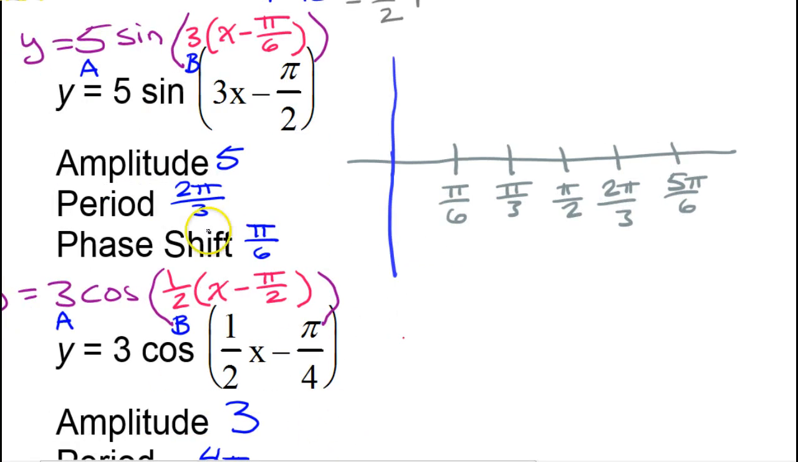I see that there is an amplitude of 5. There's no vertical shift happening, but the amplitude is 5. So I'm just going to be really careful to label this properly. So I'm going to have 5, and then way down here I'm going to have -5 because of the amplitude. So I think we're ready to do the graph now.